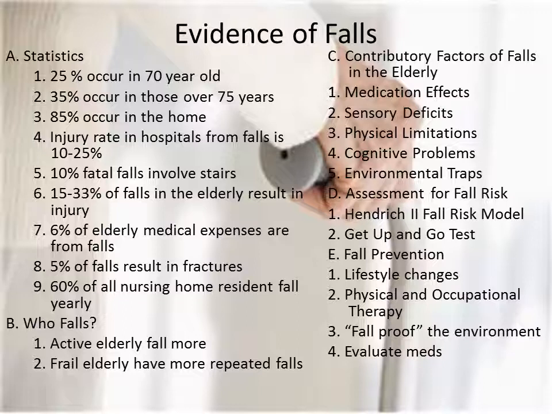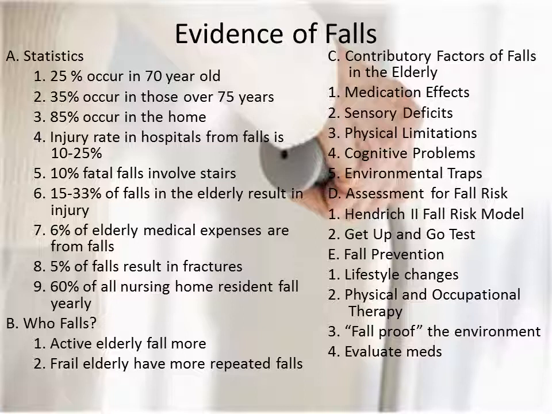So who falls? Well, active elders fall more because they're active. They get up, they move around, they're getting up, down, they fall. But frail elders have more repeated falls. So what contributes to these falls? Medications, big culprit. Sensory deficits, physical limitations, cognitive problems, and environmental traps.